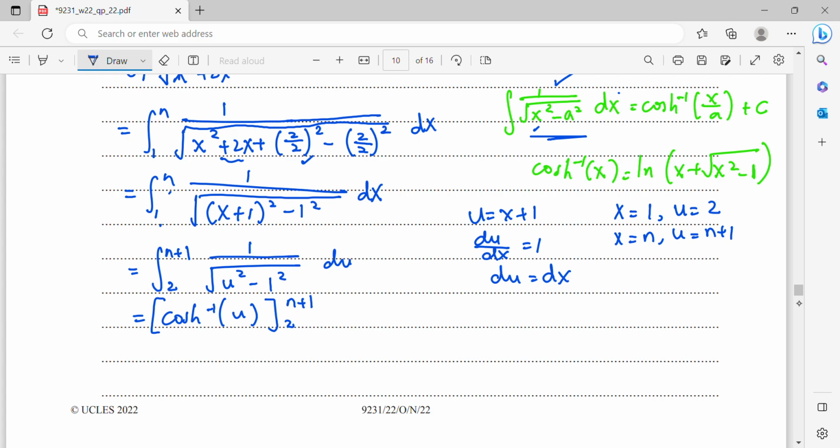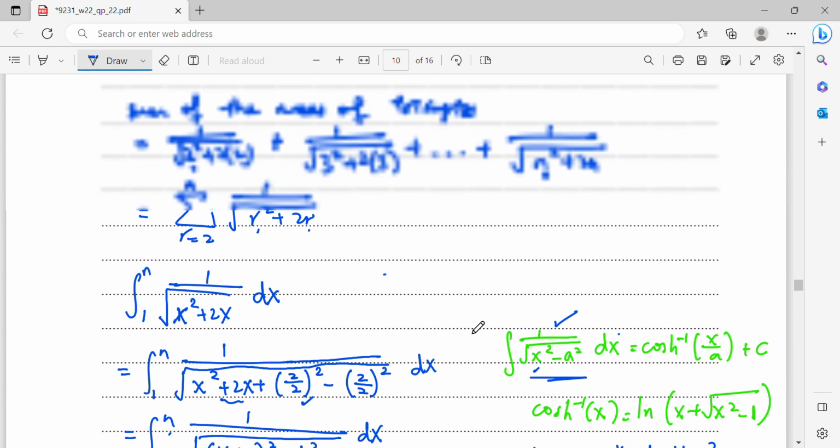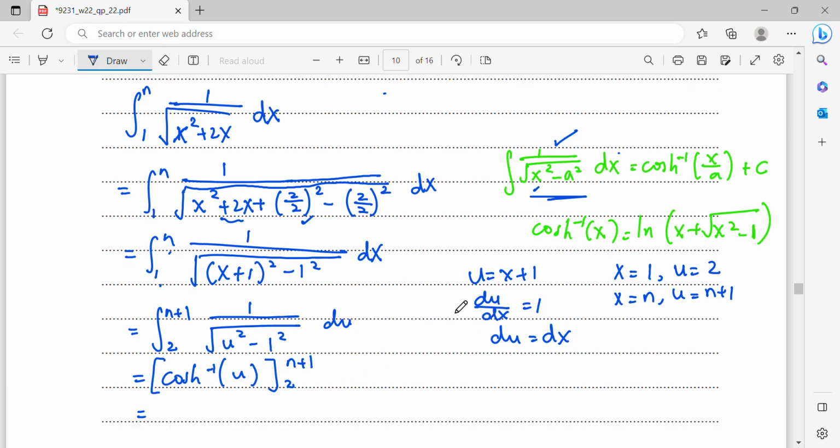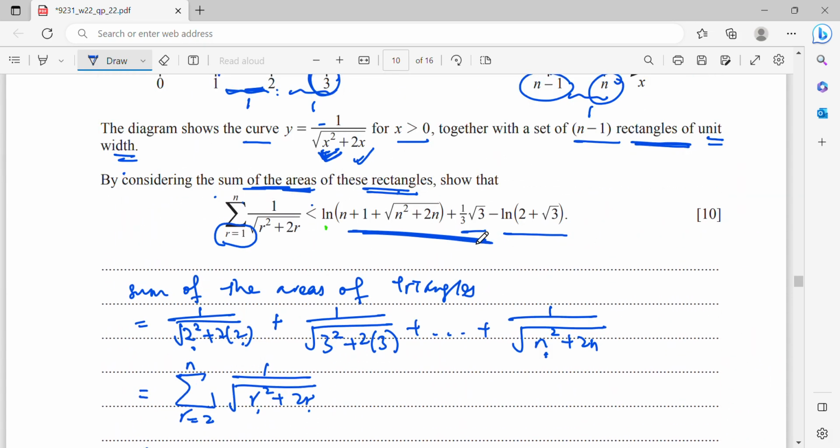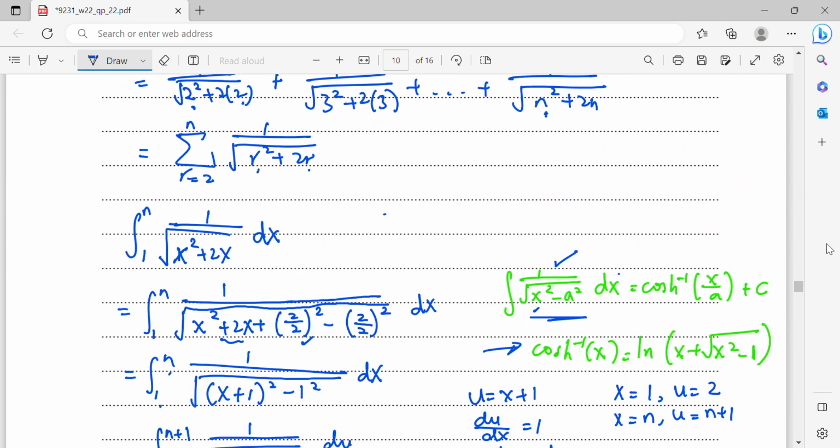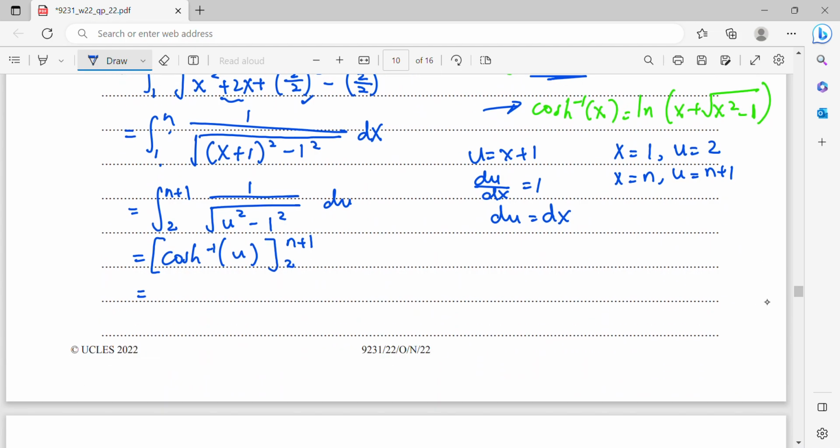Okay, so now replace. For the inverse cosh u, if you just replace directly, later on you need to change to this form as well. Apply the properties, the formula, the definition for inverse cosh, because our final answer will be in terms of ln. So first of all, you replace it by inverse cosh, your u is n plus 1, then minus inverse cosh 2. So now for each inverse cosh, replace it by ln.